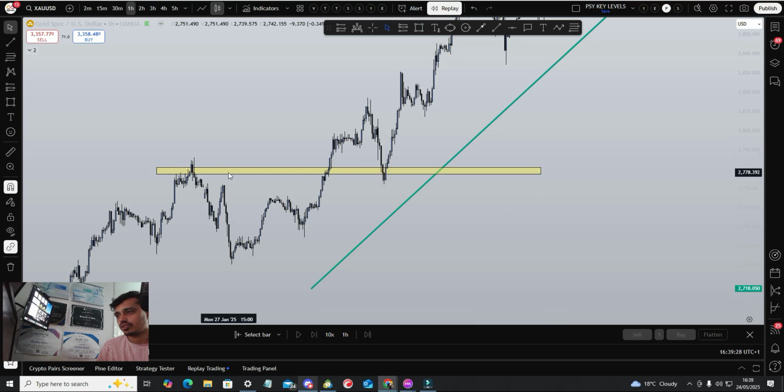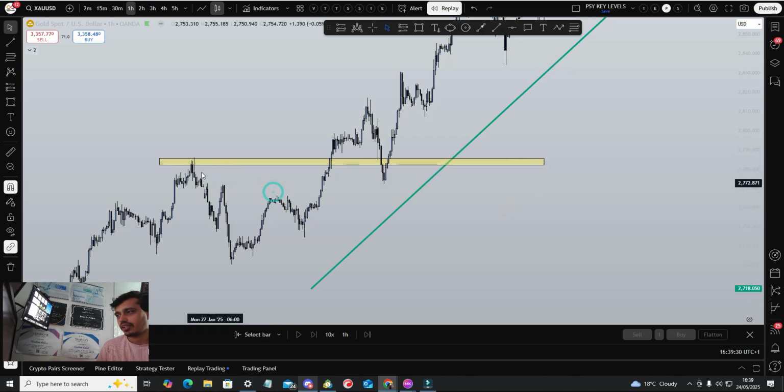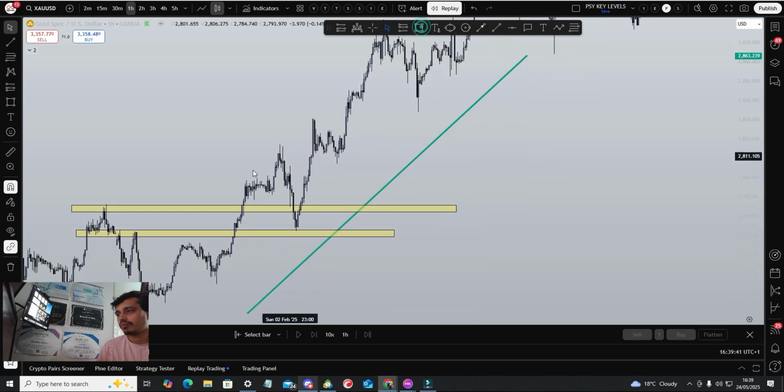So we've got our zone here. Ideally you want to mark it like this. I've also got a zone here. That's why, you know, support, resistance, support, resistance, well, support again. And you want to mark out your levels.